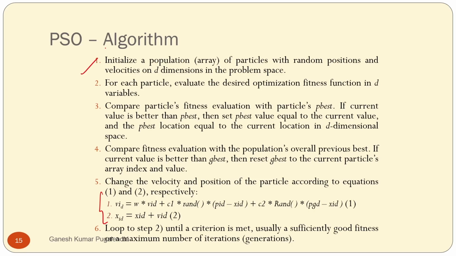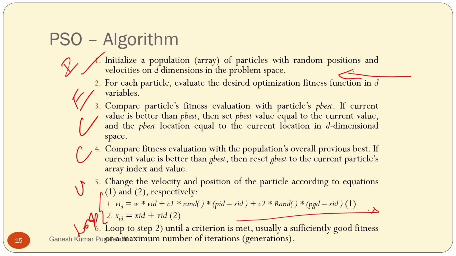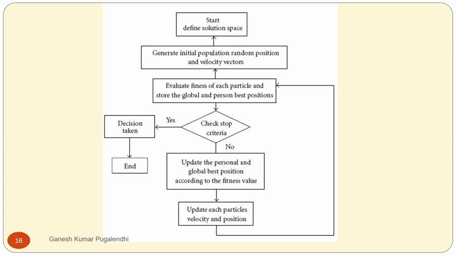So first one, initialization; here evaluation; here comparison, the third one, this is P best compared to its own previous P best; and this is another comparison, the individual best with the global best value; this is the updation; and finally loop. Up to what level can we go? Generally steps 2 to 5 are iterative steps. So this is the basic PSO algorithm. It is represented in the flow chart.